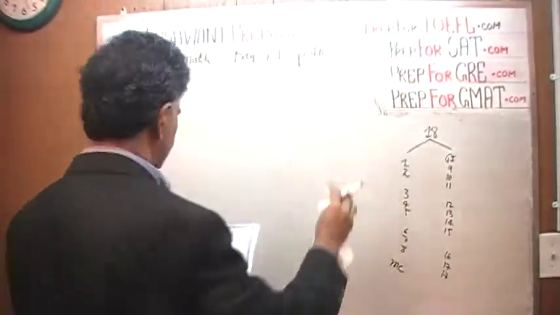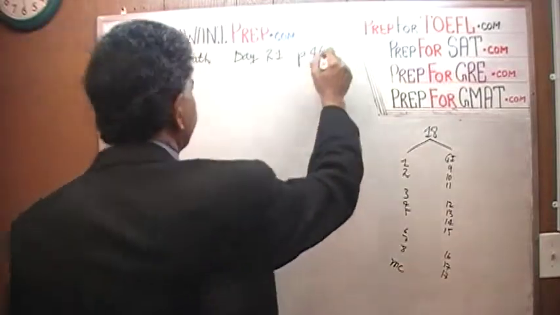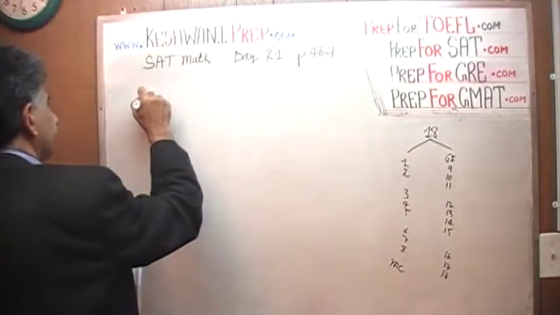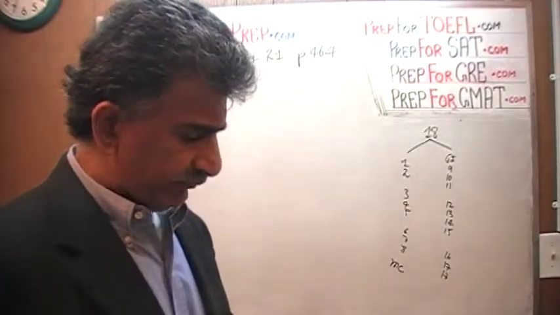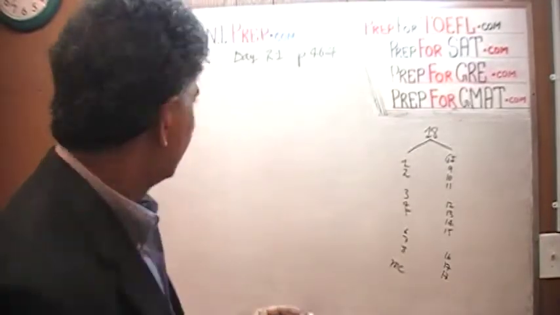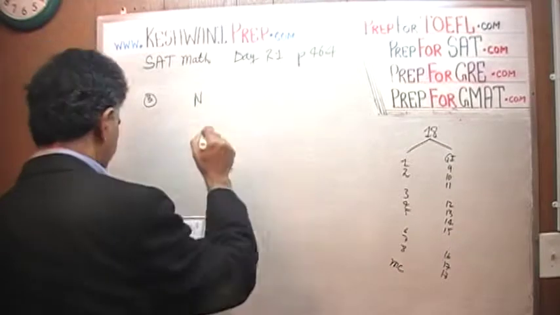Page 364. It says n is a set of numbers whose average is 3. Alright, so n is a set of numbers whose average is 3.